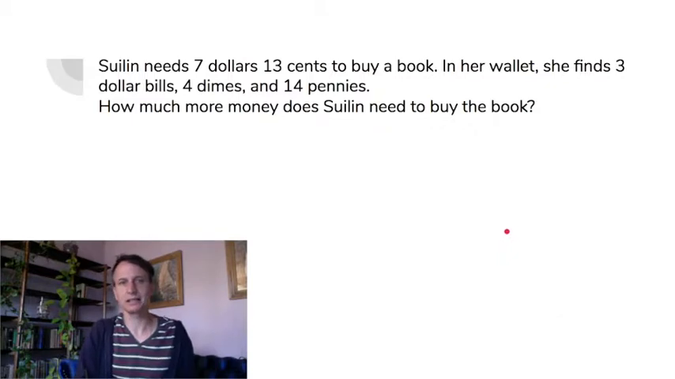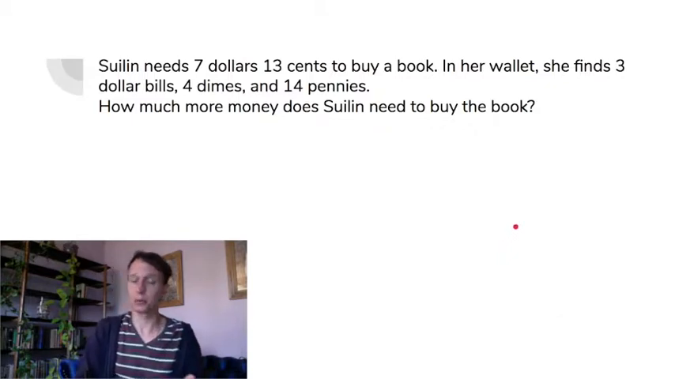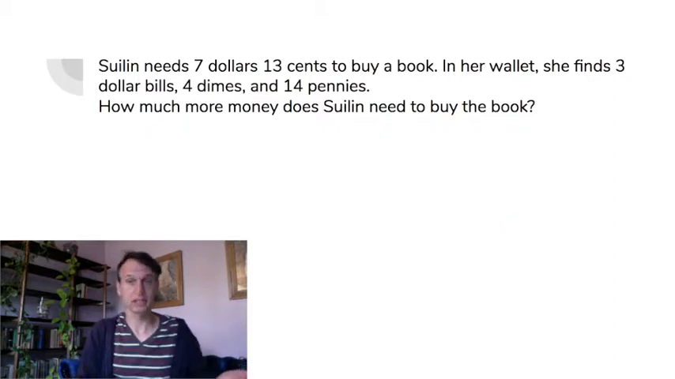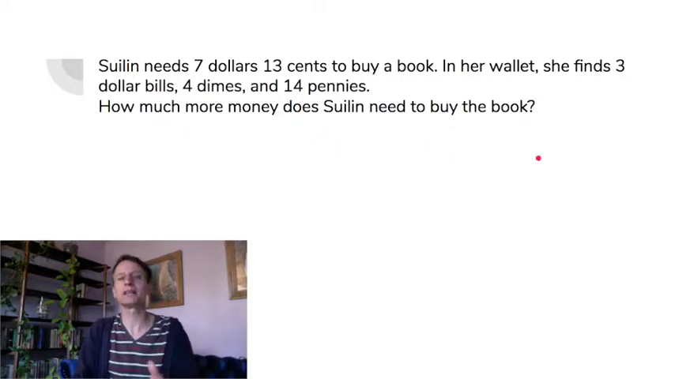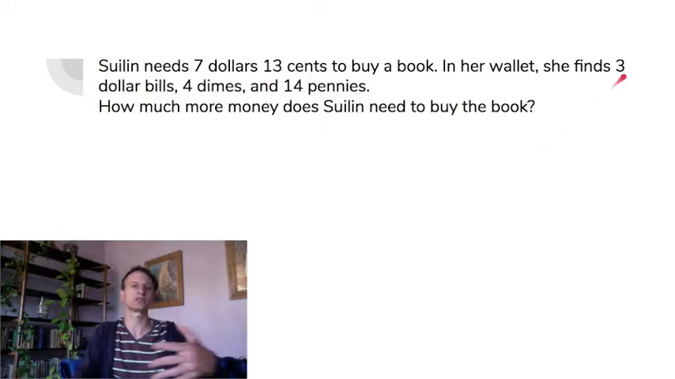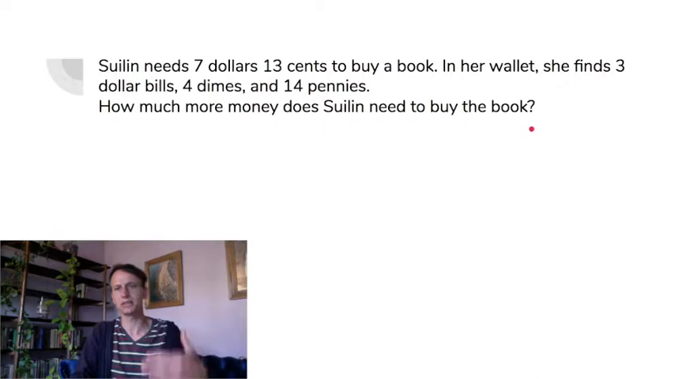Sulin needs $7.13 to buy a book. In her wallet, surprisingly, she finds $3, 4 dimes, and 14 pennies. How much more money does Sulin need to buy the book? So we know she doesn't have enough. In fact, at a glance, she only has $3 bills and some change that clearly don't amount to $1, so we know she doesn't have enough.